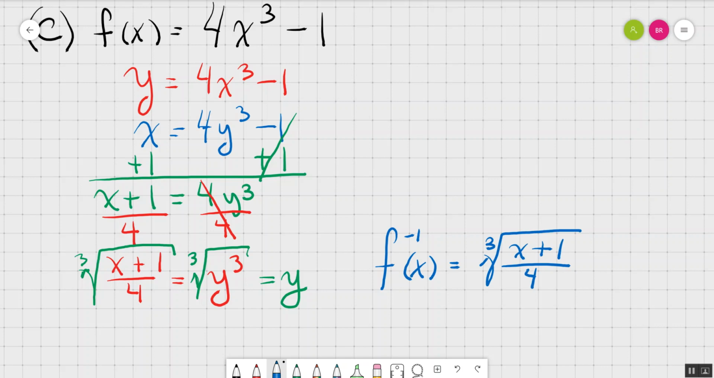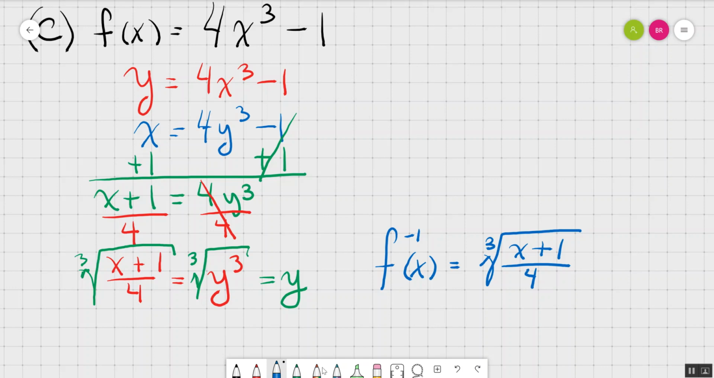Well, that's kind of a new one. Does it look right? Well, yeah, because what's f? I'm going to cube what you give me, multiply by 4, and then subtract 1. This one is, hey, I'm going to take what you give me, I'm going to add 1, divide by 4, and then do the cube root. Opposite order of opposite operations.